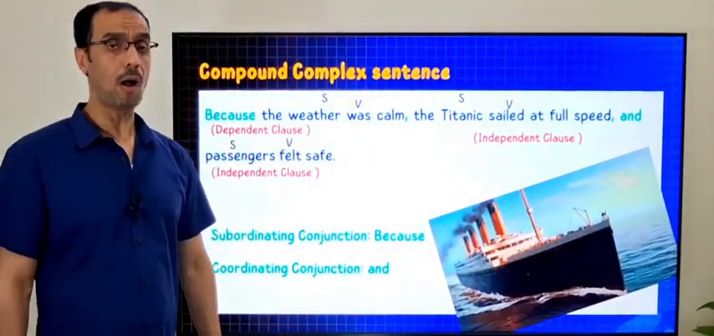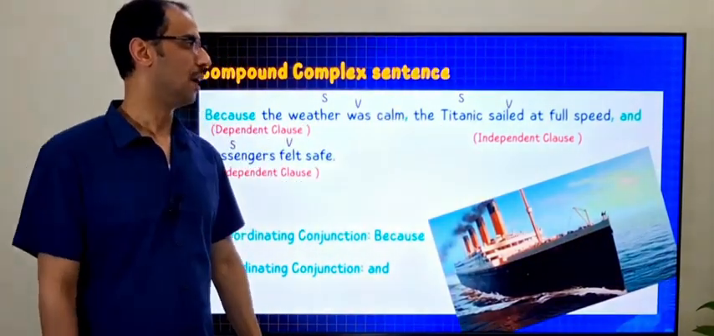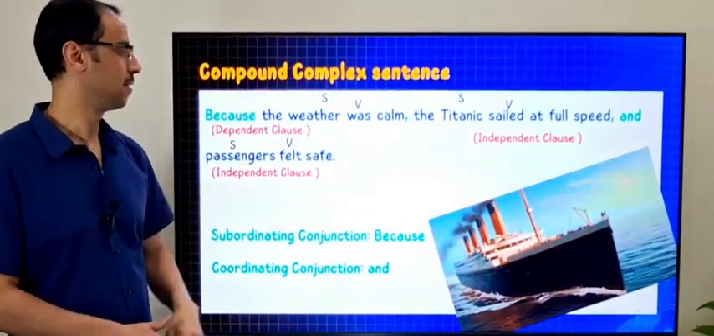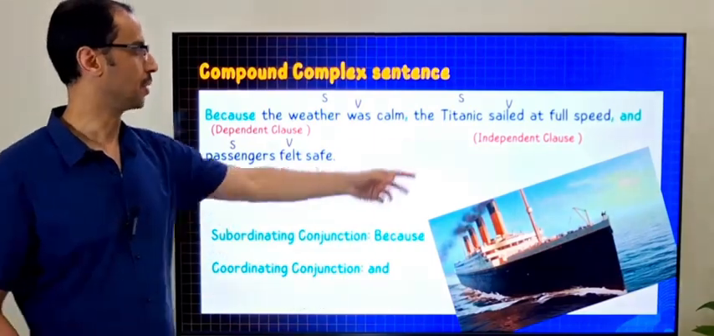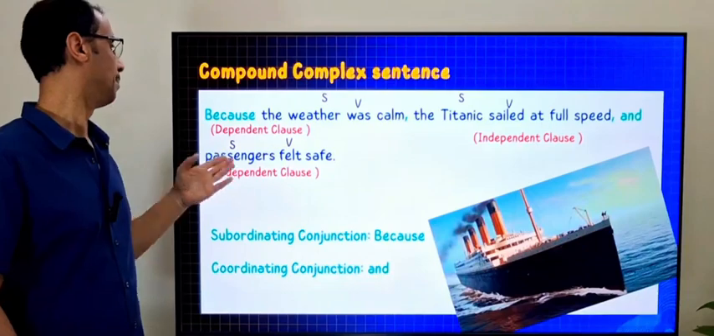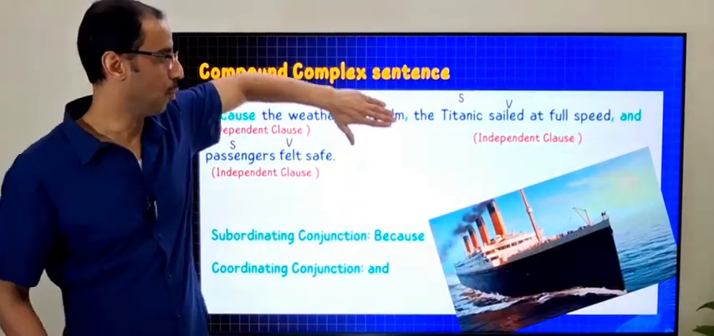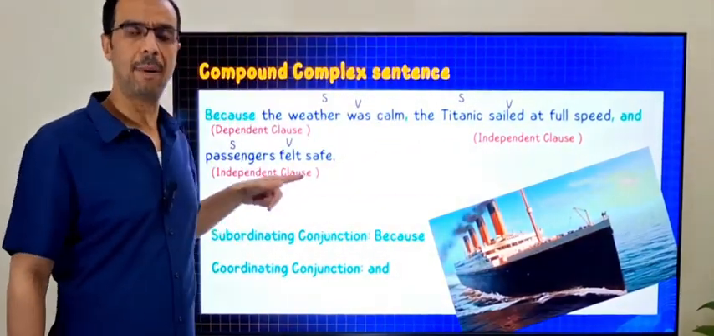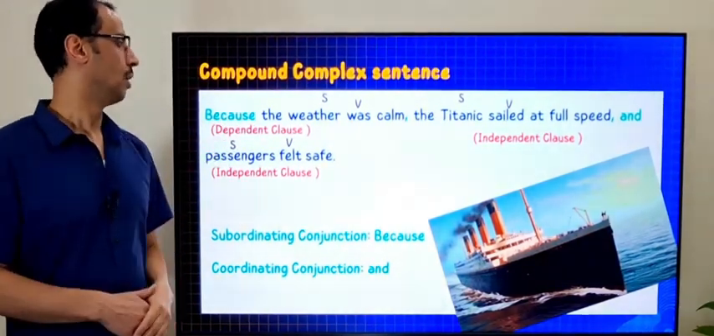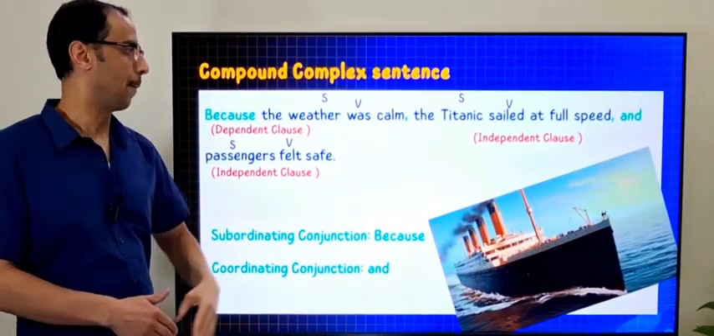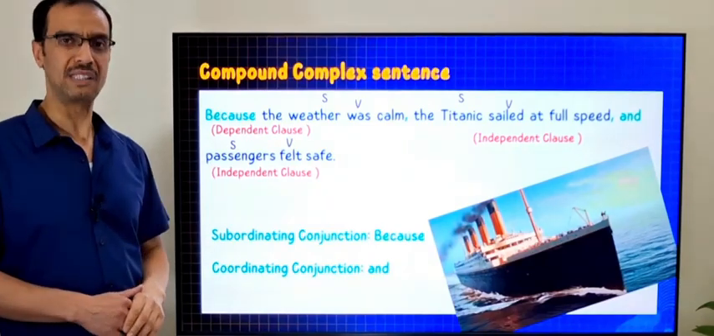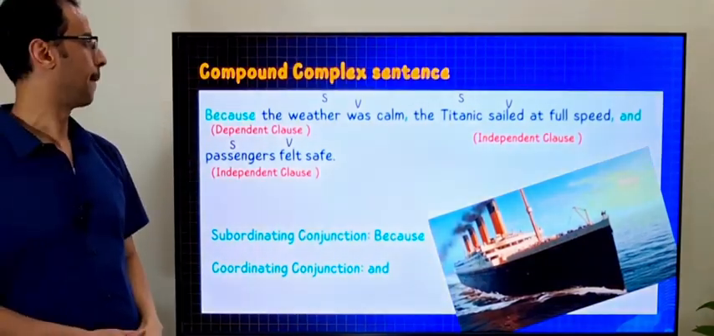Because the weather was calm, the Titanic sailed at full speed and passengers felt safe. Why is it again compound? Because we have two independent clauses: the Titanic sailed at full speed and passengers felt safe. I can remove this part and that will make it a compound sentence. Now, how is it complex? By adding because. Because the weather was calm, this is incomplete, right? Because we started with a subordinating conjunction. Let's go on.